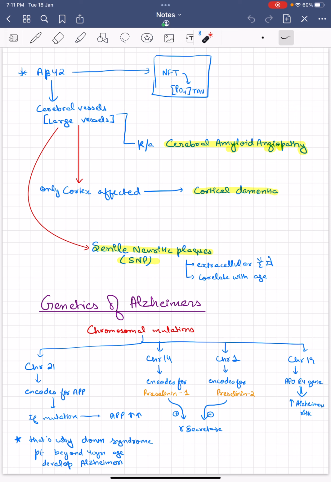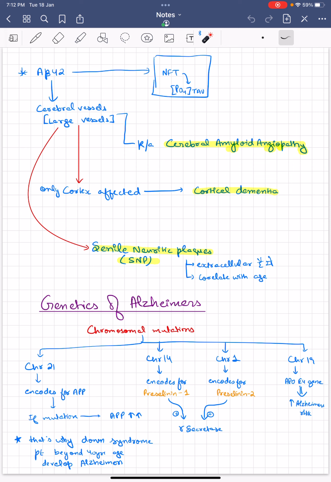On the other hand, whenever it causes any pathology of the cerebral vessels, that is known as cerebral amyloid angiopathy. They affect the cortex of the affected patient, leading to cortical dementia. The cerebral vessels can also show senile neuritic plaques. So these are extracellular and correlate with age.